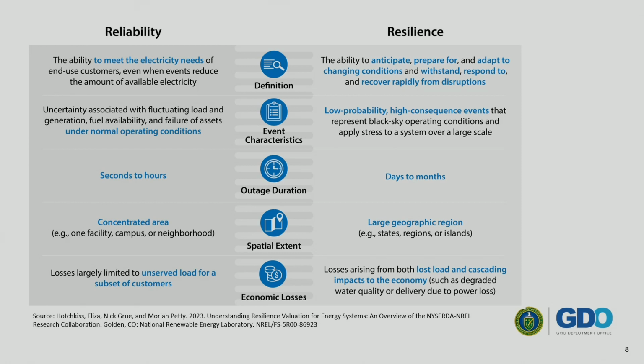Even though there is a little bit of trade-off between reliability and resilience, a generally resilient system is considered more reliable as well. Purely thinking in terms of definitions, I like to consider three elements: event characteristics, spatial extent, and economic losses. Is the event that you're looking at affecting the grid under normal operating conditions, or is it affecting it to have a black sky operating condition and causing a lot of stress to the system? Is it only affecting a concentrated area of your service territory, or a big geographical region, or even your entire service territory? Is it only resulting in unserved load for a subset of customers, or is it causing cascading events to the economy, for instance, degraded water quality due to a power loss? Those are some concepts to think about just from the definition point of view.